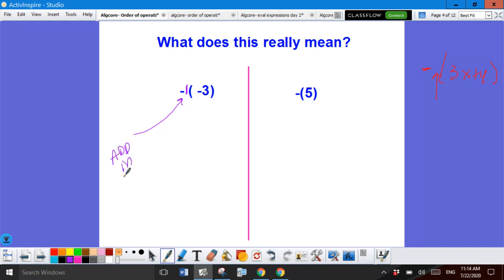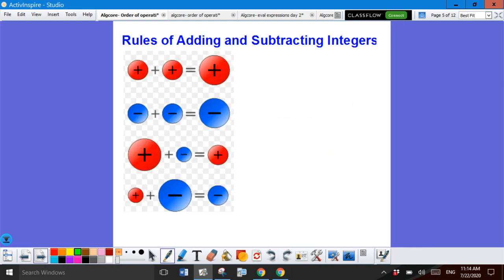We're going to add in that negative 1. So now if I multiply, negative times a negative is a positive. So it's a positive 3. Now this one is negative 1 times a positive 5. Well, we know that a negative times a positive is actually a negative, okay? A negative multiplied by a negative is a positive, but a negative and a positive is a negative. So we need to make sure that we remember those rules, okay?